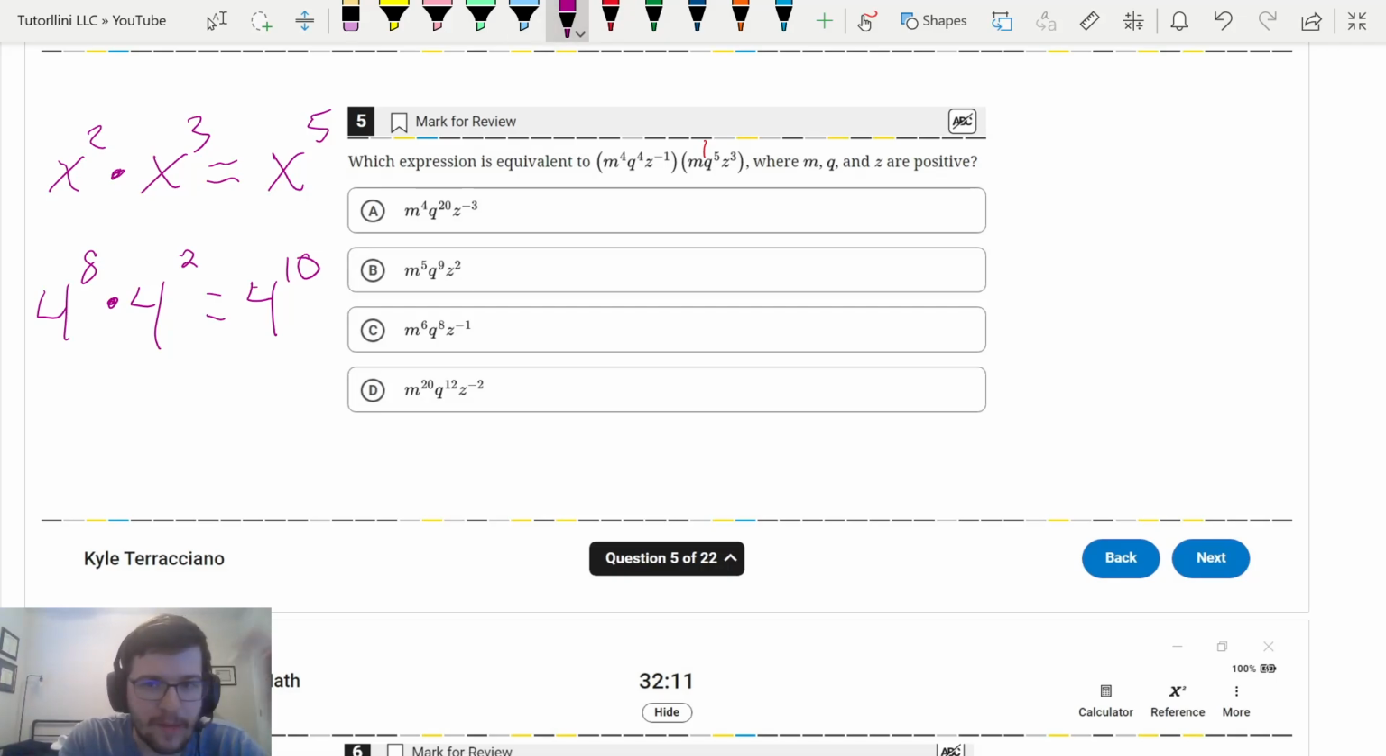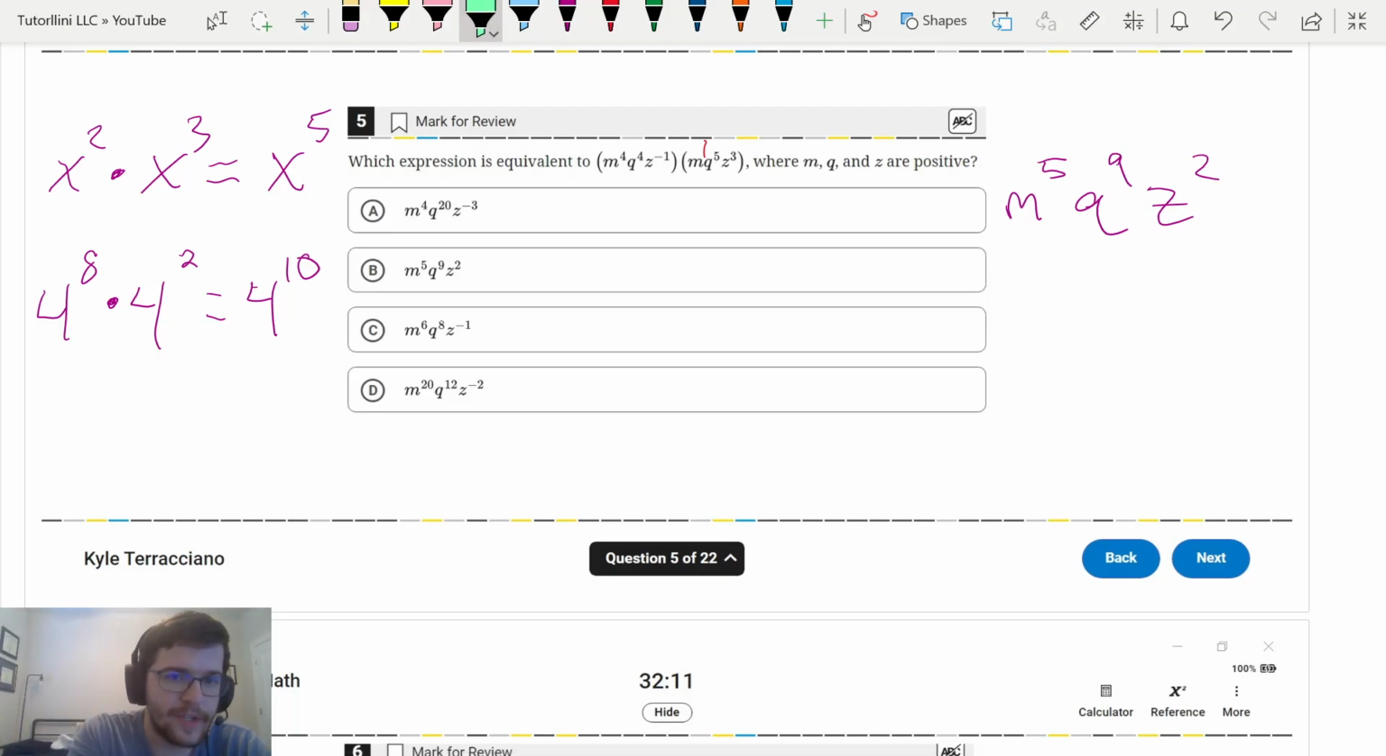Okay, so we're going to do the m's. m to the 4th times m to the 1. 4 plus 1 is 5. Then the q's: q to the 4 times q to the 5th. 4 plus 5 is 9. And then z to the negative 1 times z cubed. So negative 1 plus 3 is 2. So it's m to the 5th, q to the 9, z squared, which is answer choice B.